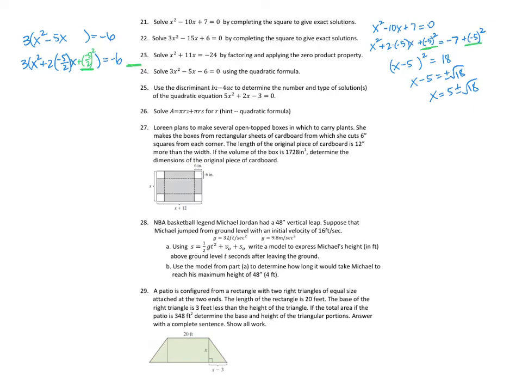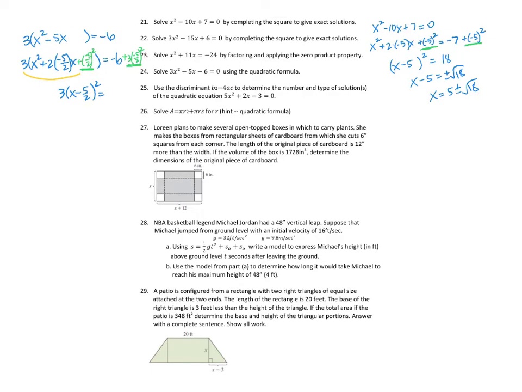But did I really just add a negative 5 over 2 quantity squared? Well, I really added 3 times that, right? Because there's a 3 multiplied by everything inside those parentheses. So when I add it over to the other side, I'm going to say plus 3 times negative 5 over 2 squared. And then I can rewrite this inside part as a perfect square. So I'll have 3 times x minus 5 halves squared is equal to, and what's this side?